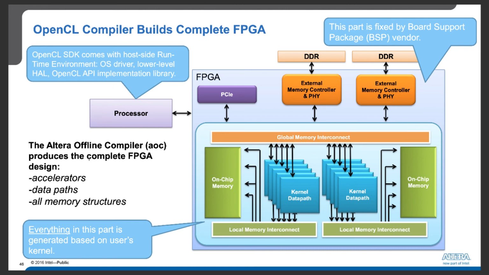The compiler on the device side, for the case of Intel FPGA, is the Intel FPGA offline compiler called AOC, which will produce the complete FPGA design, which includes the accelerators, that is the kernel functions, also the data path, and also all the memory structures used by the kernels. So everything that we describe or use in the kernel function will be compiled and generated by the offline compiler to map those resources on the FPGA.